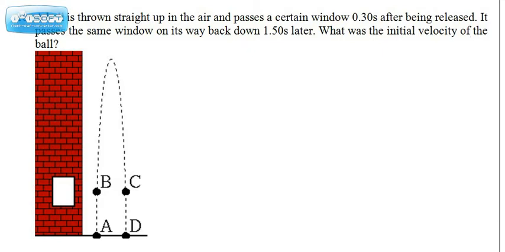All right, well, let's start looking at the problem. We've already drawn a picture here for us, so let's see what we can figure out from this. So down here is going to be time 0. Here's time 1, which is 0.3 seconds. And over here at time C is 1.5 seconds later. 1.5 seconds later than the 0.3 seconds means this is at time 1.8 seconds.